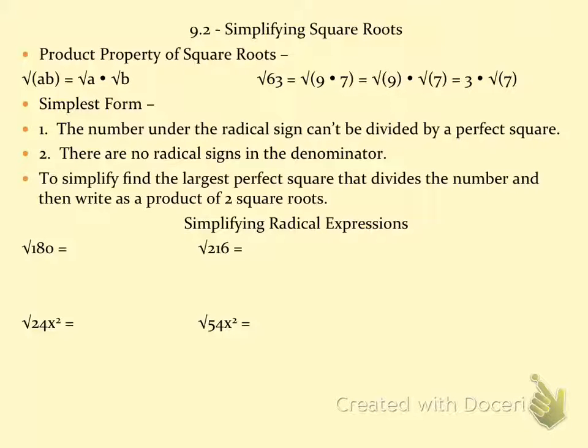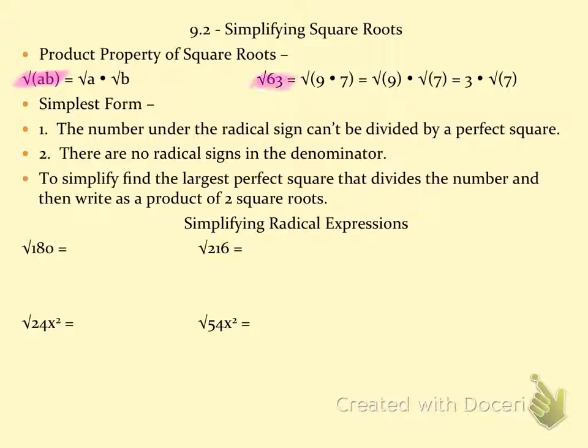Alright, so today we're going to be simplifying square roots. What we have first here is our product property of square roots. If I'm taking the square root of a times b, I can break that up into two separate square root signs. So I can do the square root of a times the square root of b.